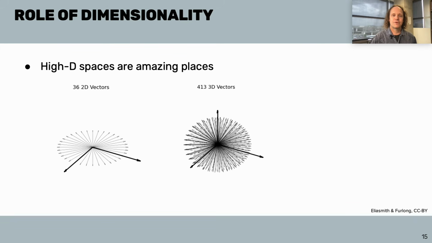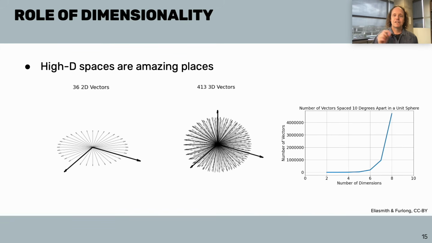And in fact, on the right-hand side, I've plotted how many vectors you can pack into vector spaces of the number of dimensions indicated along the bottom, while keeping them separated by 10 degrees. And as you can see, when you get to 8 dimensions, you have about 5 million vectors that you can pack in. Of course, we're working with vectors that have 512 dimensions. So the number of vectors you can put in there is astronomical.